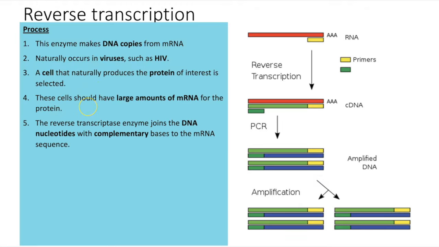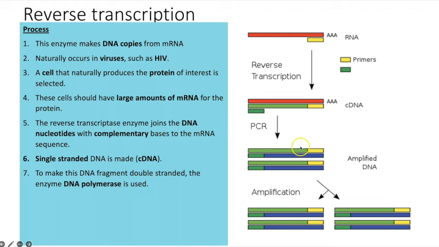You can then remove that mRNA and combine it with the enzyme reverse transcriptase, which is the enzyme which is going to join the DNA nucleotide bases to the mRNA sequence. So we can see here we've got the mRNA molecule. You'd have complementary DNA nucleotides aligning opposite those mRNA bases, and then you'd have a single strand of DNA created. Now you'd need to have a double strand. So to make this DNA fragment double-stranded, the enzyme DNA polymerase is then used. And you'd actually then go on to use this in PCR to get multiple copies.